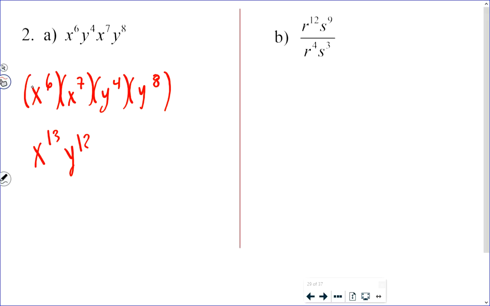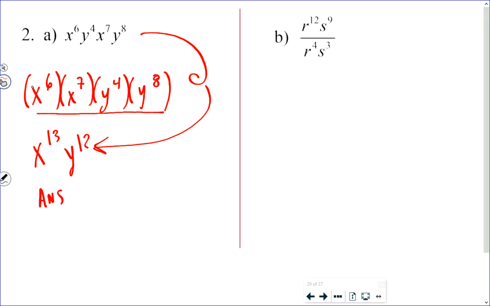I hope everybody is capable of going right to the answer without rewriting everything. So this is the answer. I'm rewriting this in this fashion just to demonstrate to you what's going on, but it's not necessary.